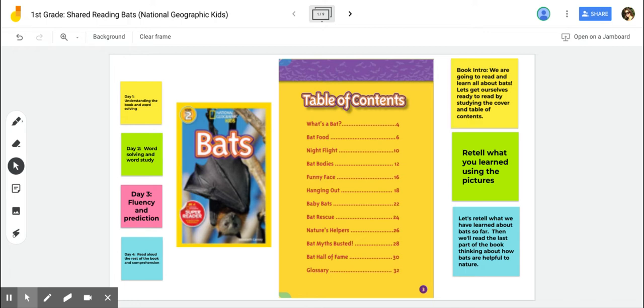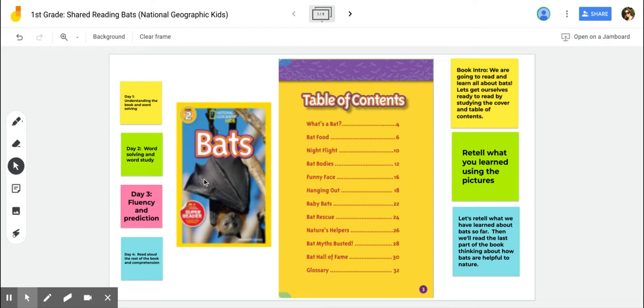We're going to be reading the book Bats and thinking a little bit about what the book is teaching us and how to solve some words. So, first, let's get ourselves ready to read by studying the cover and the table of contents.